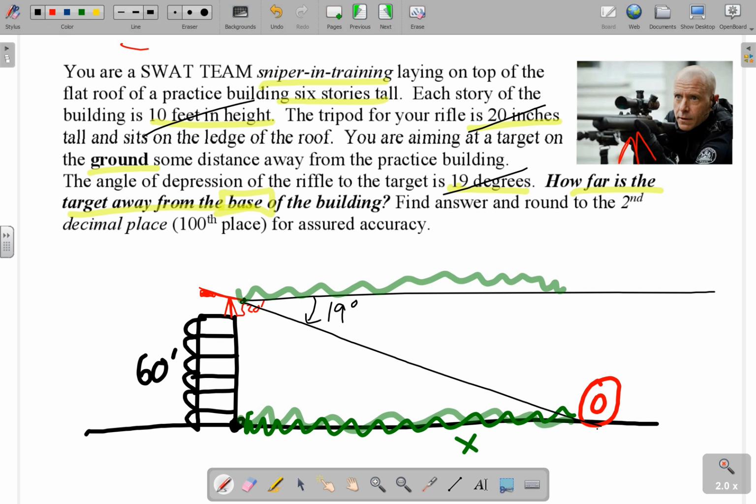Warning. This is the trick to the whole problem. Watch out. That distance right there is not 60 feet. Watch very carefully. From here to here is 60. But then this last little bit is 20 inches. So we're going to translate everything into inches. So 60 times 12 is 720 plus another 20. This whole thing here that you need to work with is 740 inches.